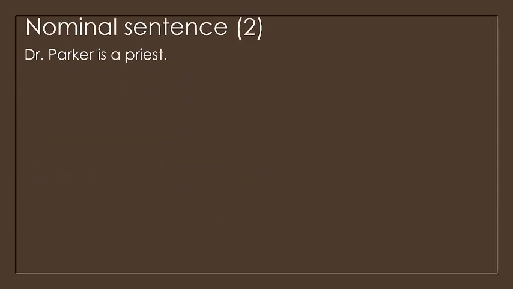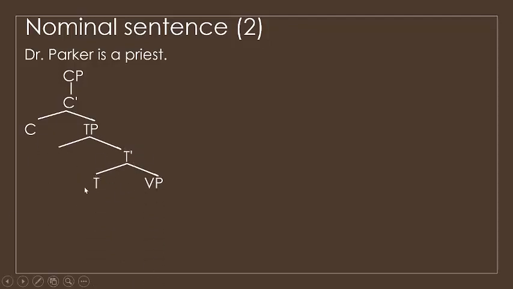We have Dr. Parker is a priest. This one is a complementizer phrase. It branches into C bar, and C bar here branches into C and TP. The TP here branches into an empty specifier and T bar. The T bar here is ES, and then it takes a VP as its complement. And the VP here branches into NP and V bar. The V bar here branches into V as the head and NP as the complement.